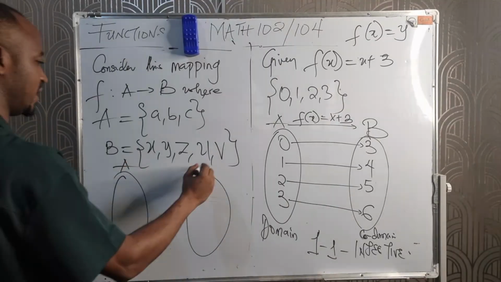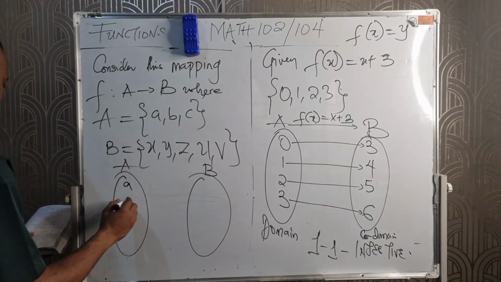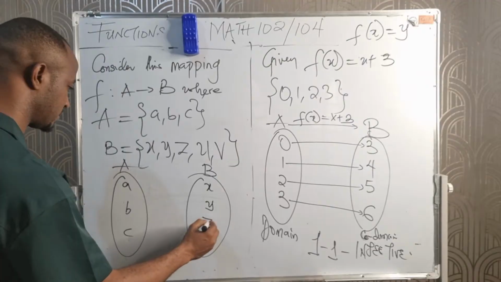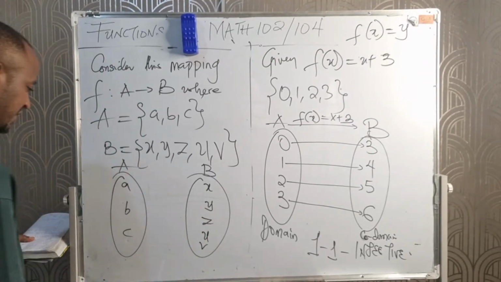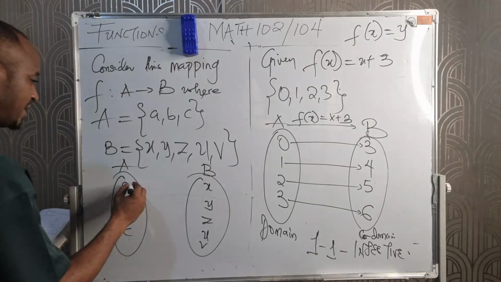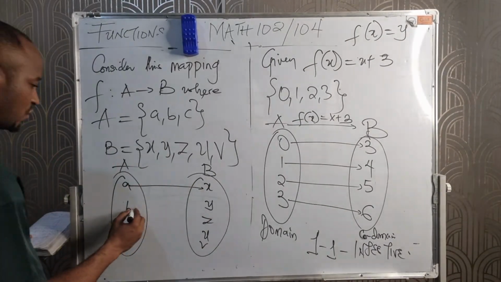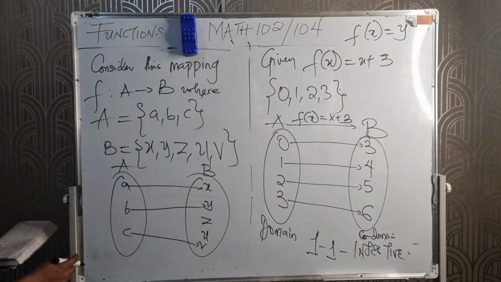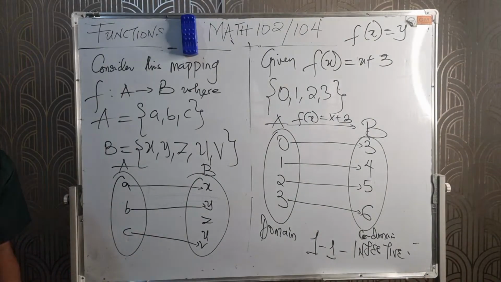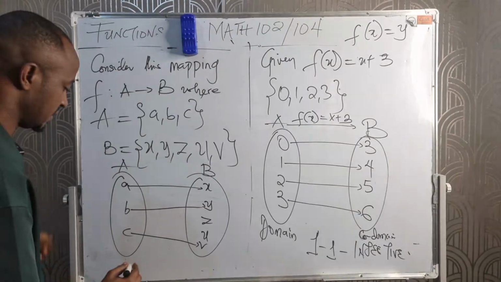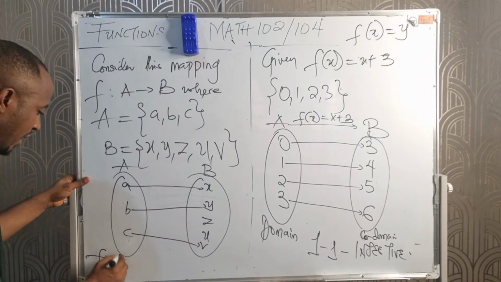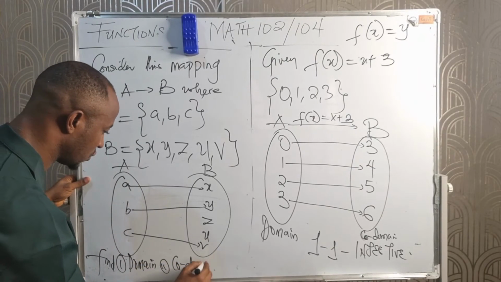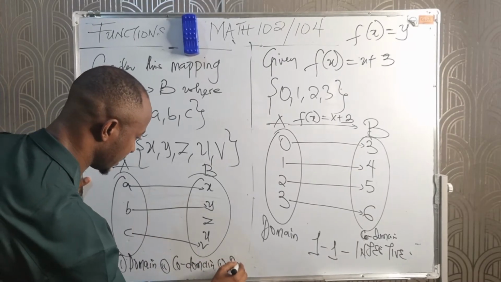The diagram is this. Here we have our A, we have our B, and in A we have a, b, and c. Here we have x, y, z, u, and v. a is mapped to x, b is mapped to y, c is mapped to v. And we are asked to find the following. Number 1, the domain. Number 2, the codomain. Number 3, the range.